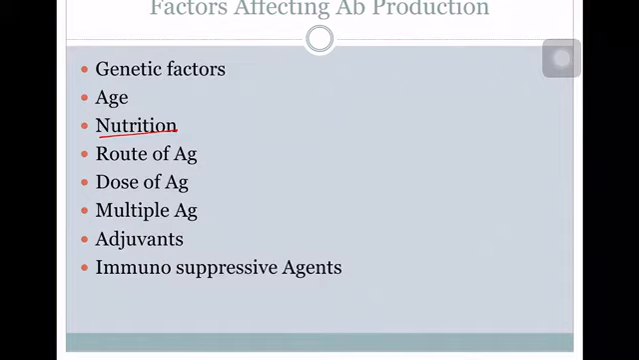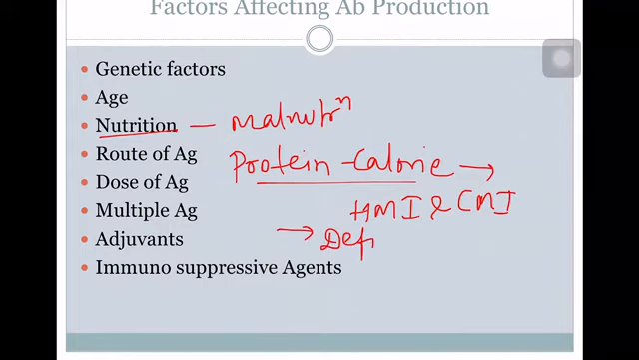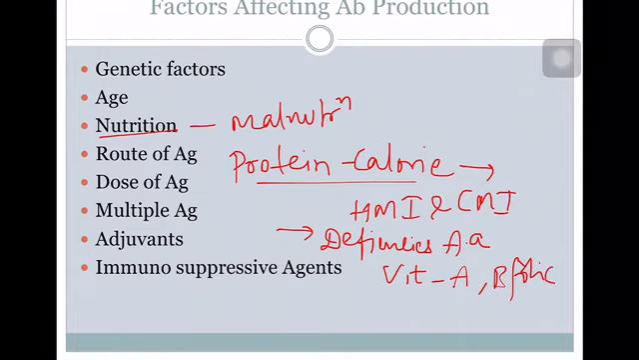Nutrition also affects the immune response. Malnutrition affects the immune response adversely. Protein calorie malnutrition suppresses both humoral mediated immunity and cell mediated immunity. Deficiencies of amino acids such as tryptophan, methionine, glycine, isoleucine, and vitamins such as vitamin A, B, and folic acid have an effect in decreasing antibody synthesis.